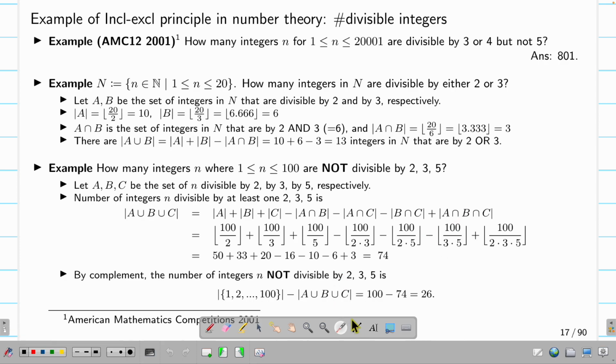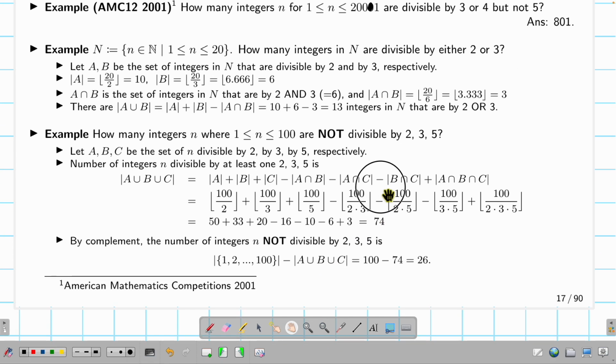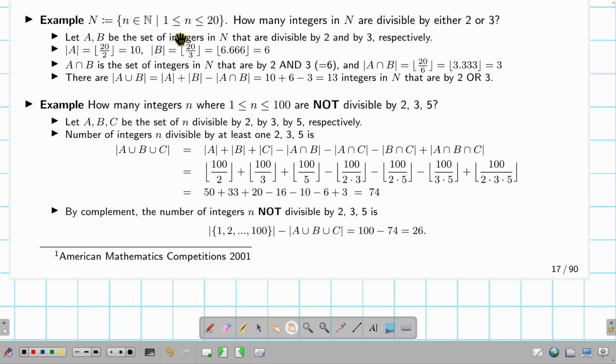So here's a funny, interesting combinatorics problem. How many integers from 1 to 2001, so this is a mistake, okay, are divisible by 3 or 4 but not 5? How do you approach this kind of question? Here's the approach. Let's say we have 1 to 20. The question is how many numbers in n are divisible by 2 or 3? So what's the first solution? The first solution is brute force.